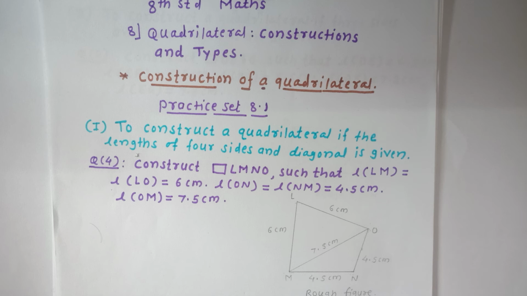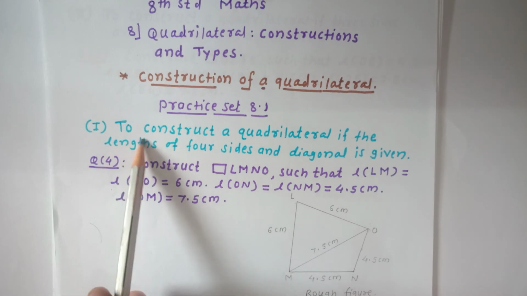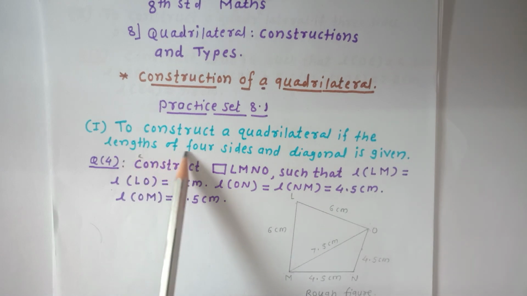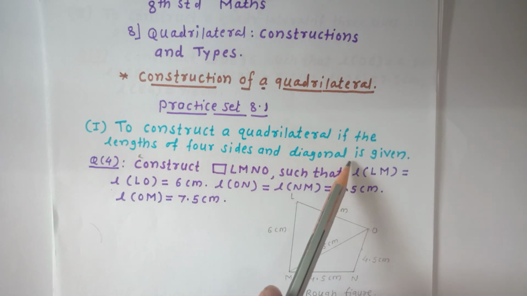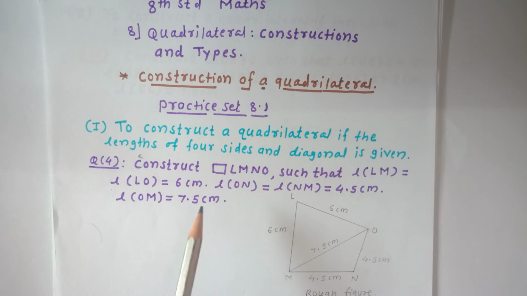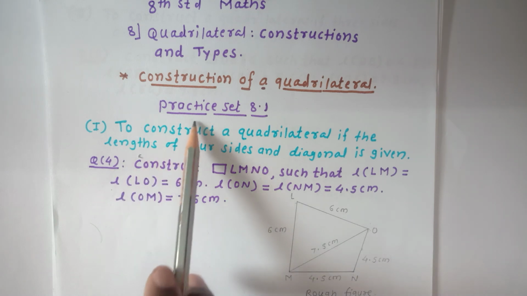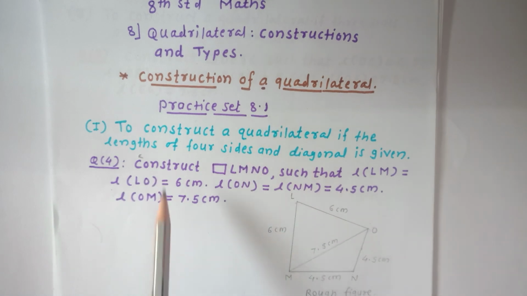Now today we are going to study 4 types of constructions of quadrilateral and solve the examples in practice set 8.1. Construction number 1 is to construct a quadrilateral if the lengths of 4 sides and a diagonal are given. Now let's solve question number 4 from practice set 8.1.